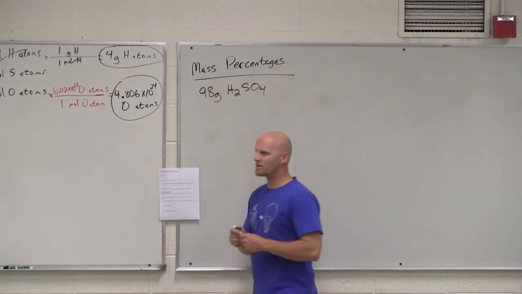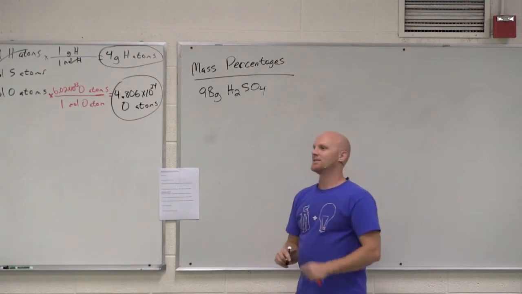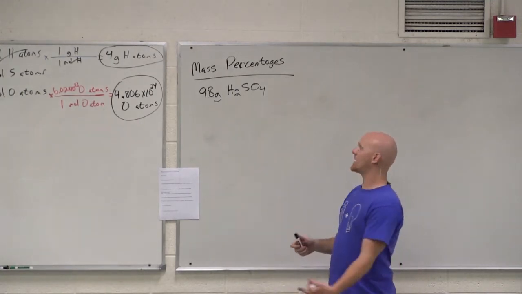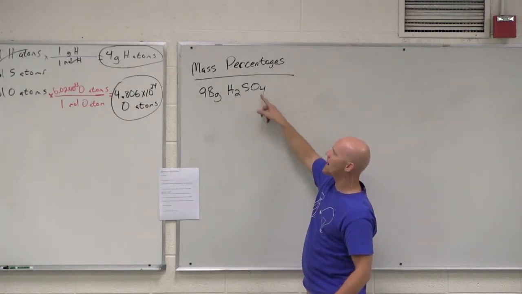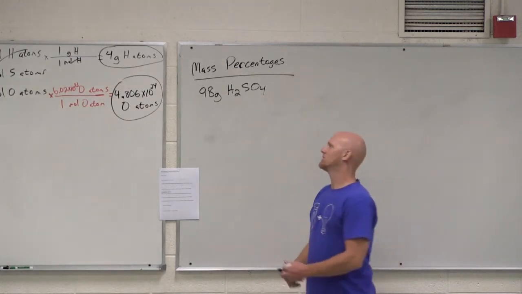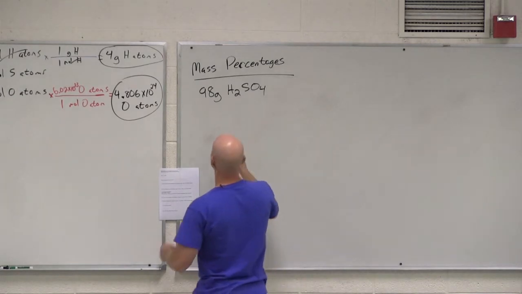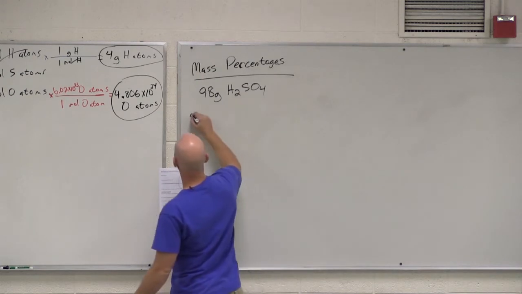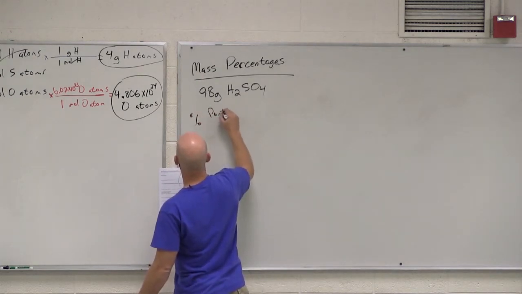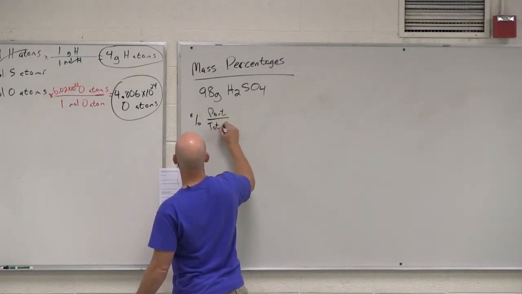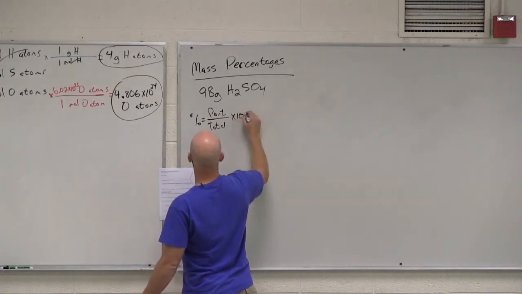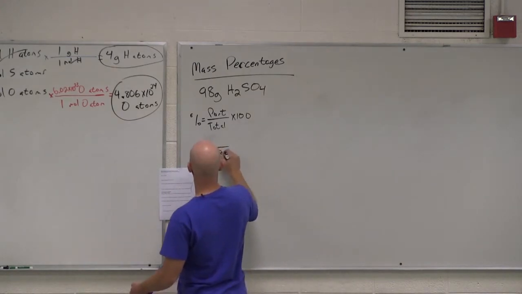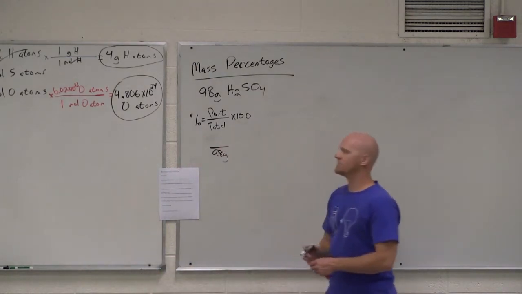And why did I choose a 98 gram sample? What's special about that? Good, because that's exactly 1 mole of H2SO4. And because I'm at exactly 1 mole, it's easy for me to figure out exactly how many moles of everything else I have. So, in this case, the first question is: what is the percent sulfur in the sample? For a percentage, we just want the part over the total times 100.